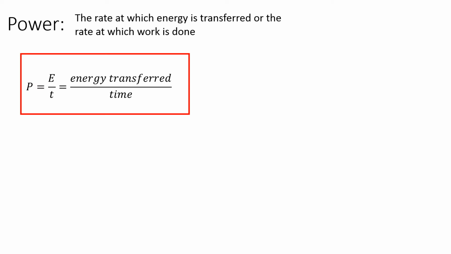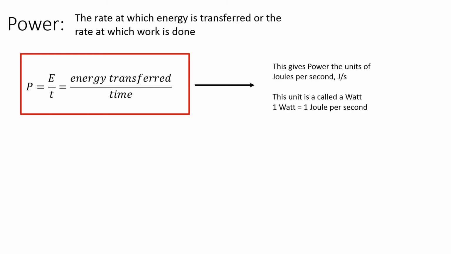This is going to be about power. So power is defined as the rate at which energy is transferred or the rate at which work is done. The first equation we're going to be looking at is power equals E over T, which equals energy transferred over time. This gives power the units of joules per second, and this unit is called a watt. So 1 watt equals 1 joule per second.